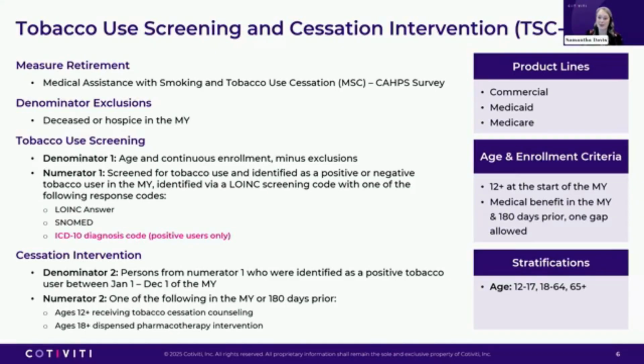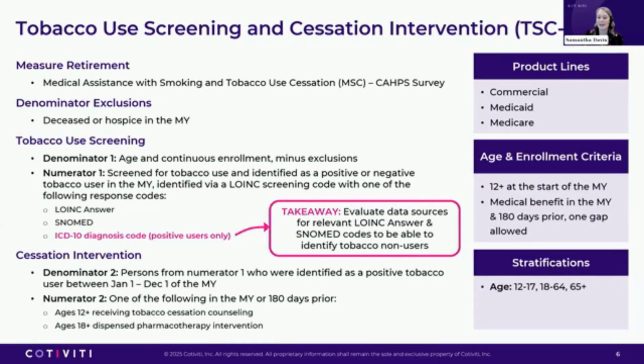According to the proposed value set directory, the available response codes can either be LOINC answer codes, SNOMED codes, or ICD-10 diagnosis codes. However, the ICD-10 diagnosis codes are only found in the positive tobacco users value sets. Negative tobacco users can only be identified using LOINC answer or SNOMED codes.